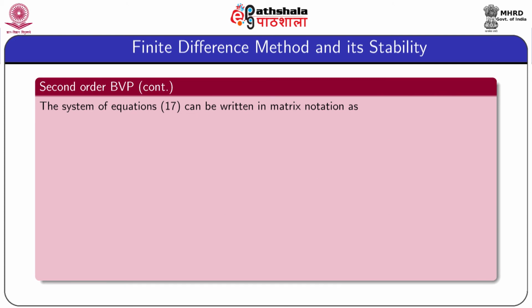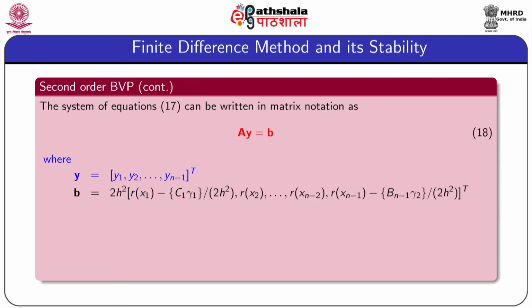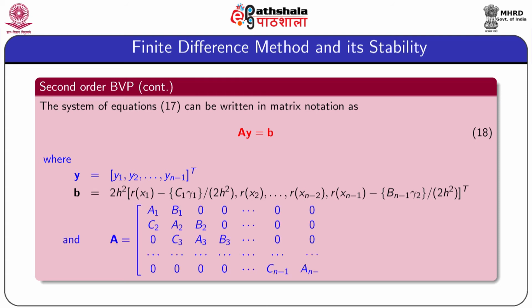Now the system of equations can be written in matrix notation as Ay equal to b, where y is the column vector y1 to y n minus 1, b is the right hand vector given by this expression, and A is the coefficient matrix. Note that the diagonal elements of this matrix are a1, a2 up to a n minus 1. The upper diagonal elements are b1, b2, b3 and so on, and the lower diagonal elements are c2, c3 up to c n minus 1. So equation 18 is a tridiagonal system of equations, and this can be solved by any method described in chapter 5.